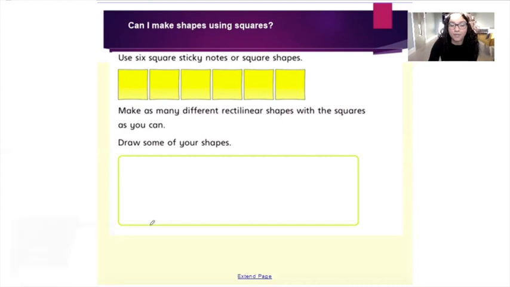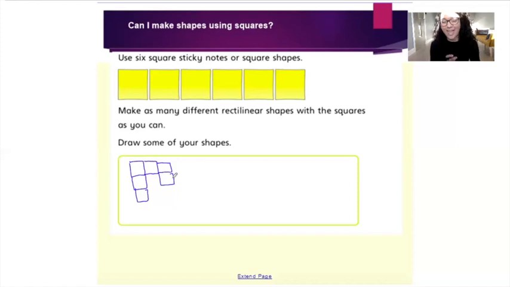I'll give you an example of something I would make. So I would take one post-it note and put it there. I'd put another one next to it. So remember, you have to use all 6. 3, 4, 5, 6. So I've used all 6 of my post-it notes or square shapes, and I've made this shape here. And the way to test that I've made it correctly is by counting to make sure that I've used all 6. So 1, 2, 3, 4, 5, 6. There we go. So that's an example of a shape that I've made using those 6 post-it notes or square pieces of paper. Have a go yourself.